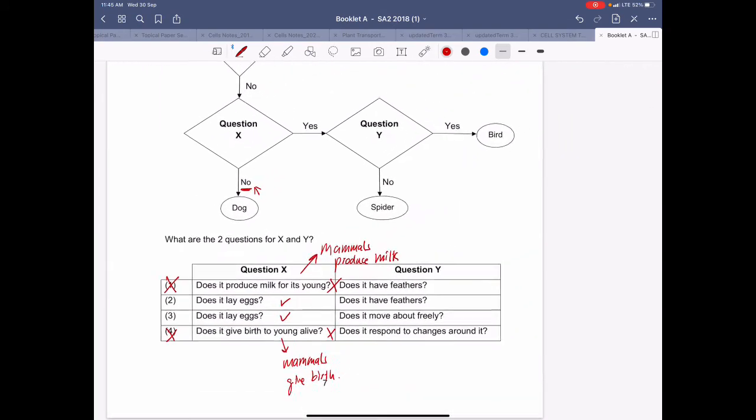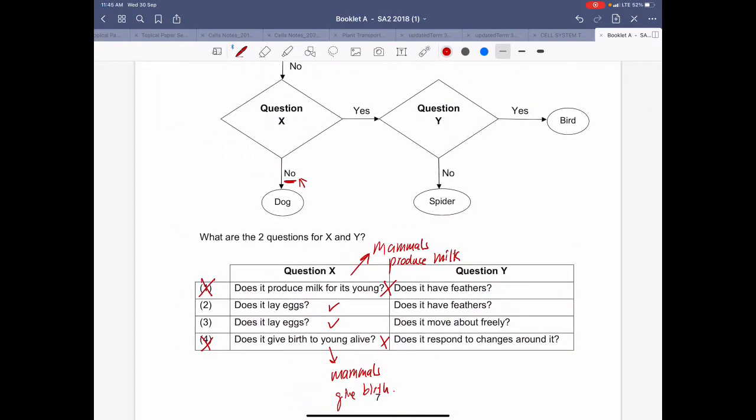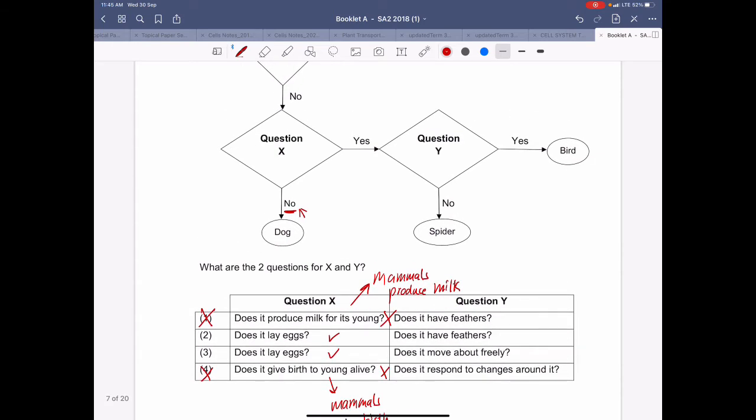Now I look at Y and I try to fit in. I don't even have to look at option 1 and 4 already because I X'd it out. So I look at 2 and 3. Does it have feathers is the question. Spider? No. Correct. Bird? Yes, correct. Oh, sorry, my bad. I'm not looking at option 1 already. So option 2, does it lay eggs and does it have feathers? Seems to be correct. But wait, in exam, I always want to be very sure because MCQs can be very tricky. I want to make sure that I don't get the wrong answer.